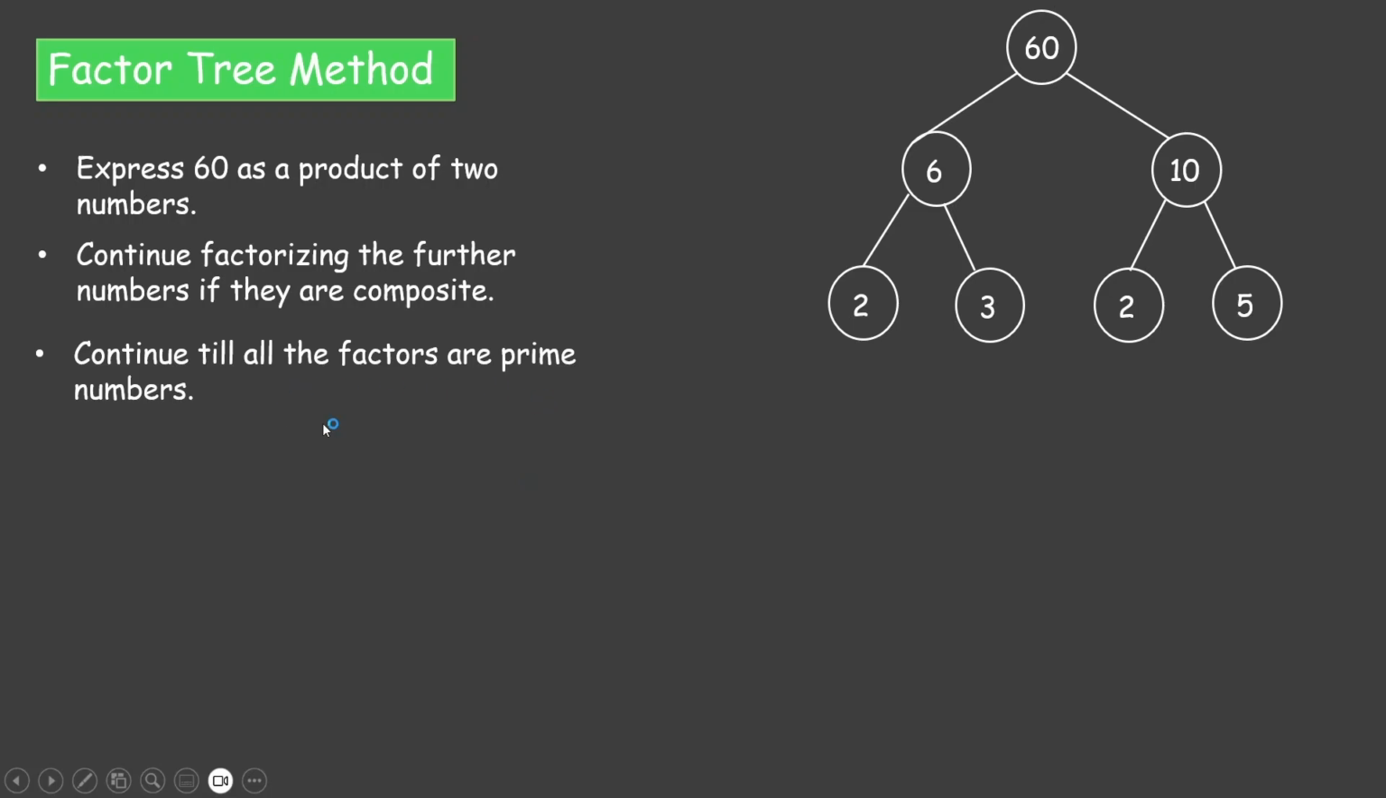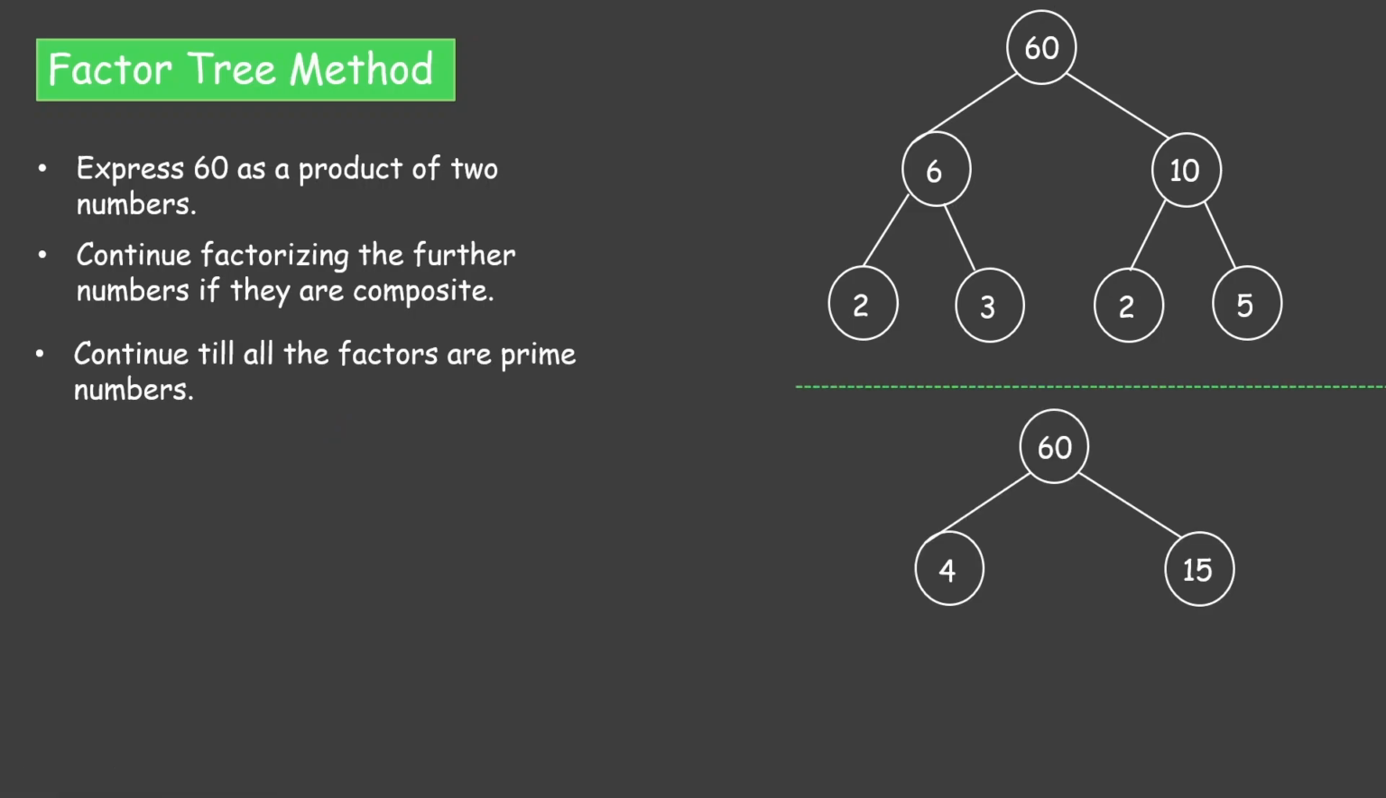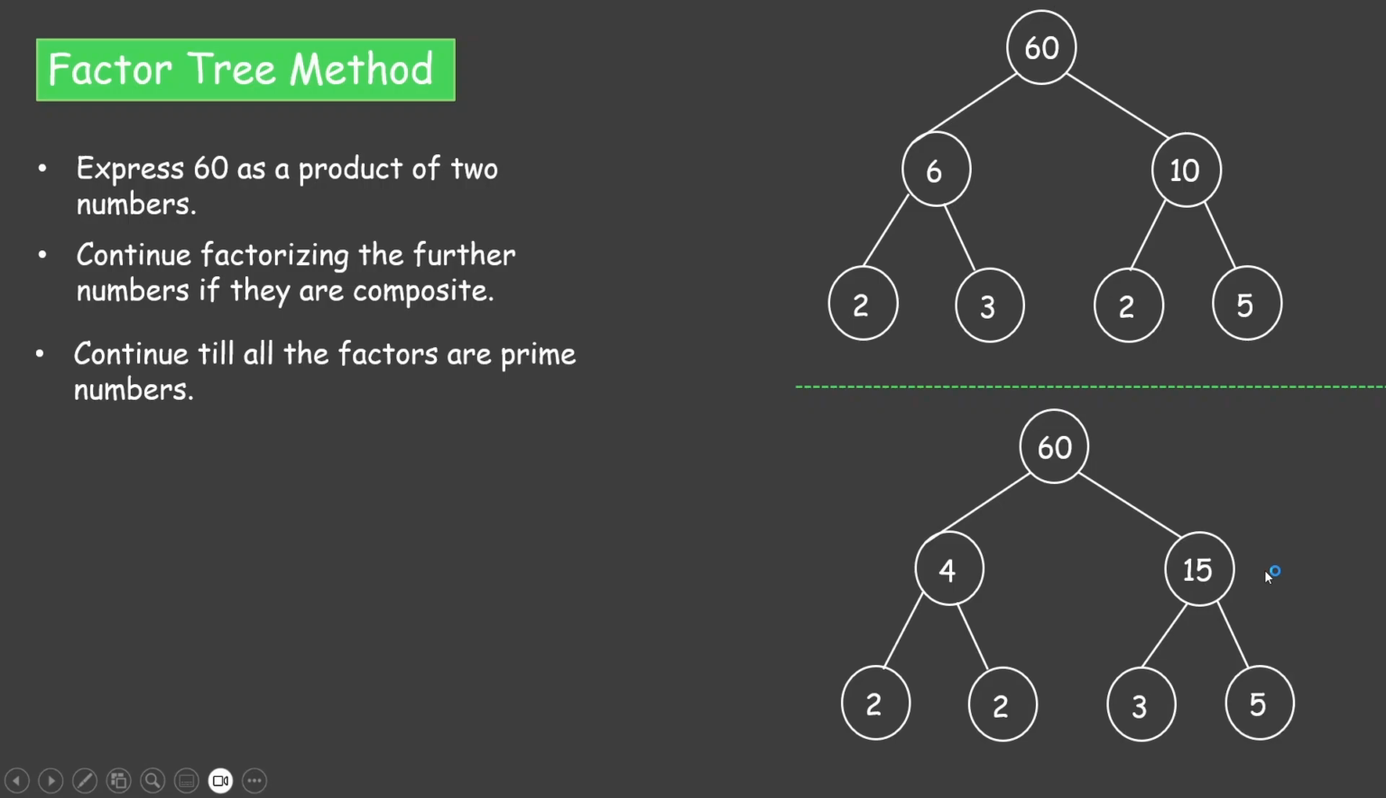There can be many more variations of this. For example, 60 can also be written as 4 into 15 or 2 into 30. Then if you have 4 over here, it's a composite number. It can be factorized as 2 into 2. 15 can be written as 3 into 5. No matter what variation you use, you'll always get the same prime factors at the end. So the prime factorization of 60 is 2 into 2 into 3 into 5.